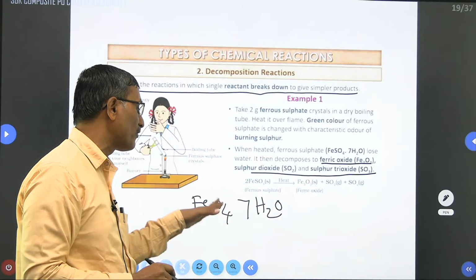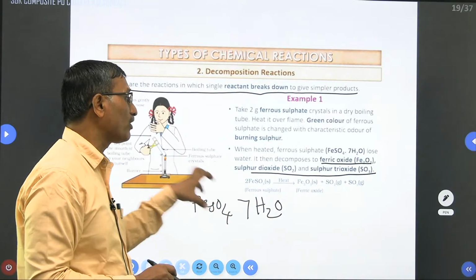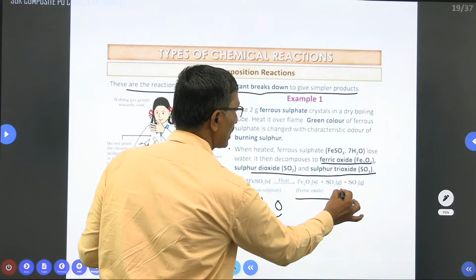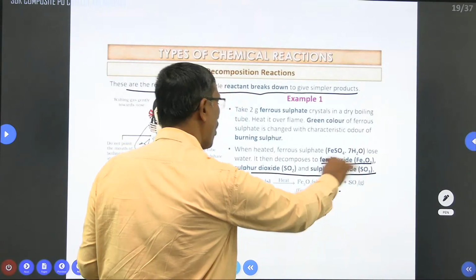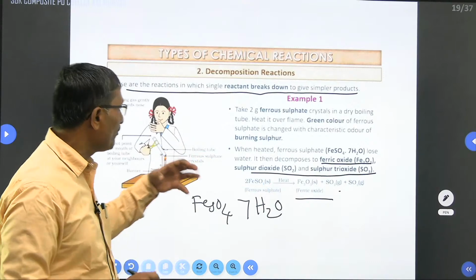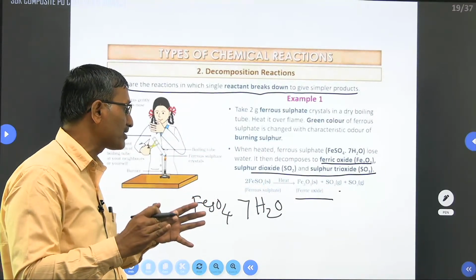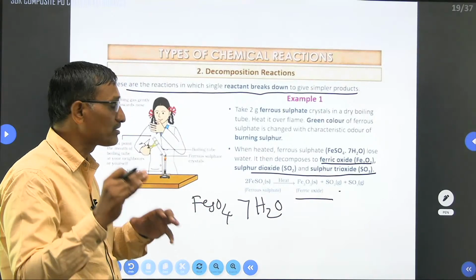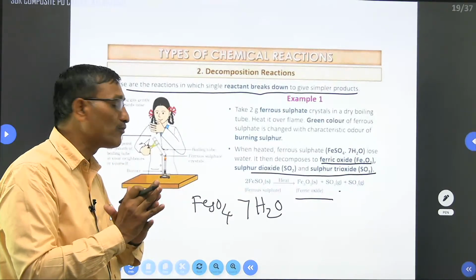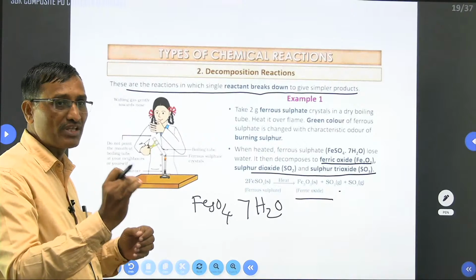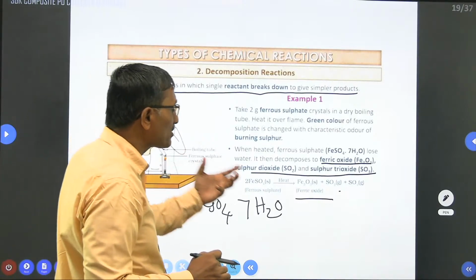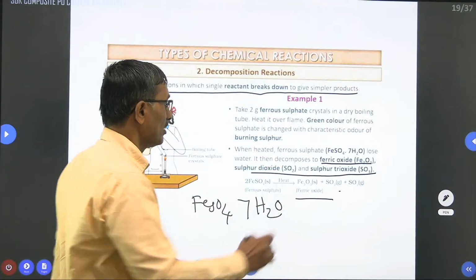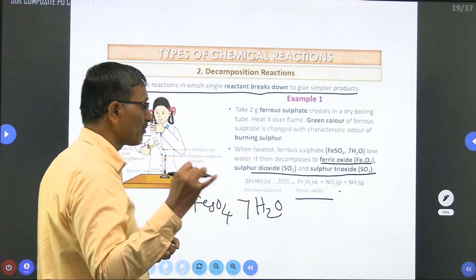Again, whatever ferrous sulfate remains, students, it undergoes decomposition. On decomposition, it gives ferric oxide, sulfur dioxide, and sulfur trioxide. When solid ferrous sulfate is heated in a test tube, a characteristic odor of burning sulfur we can notice. So this is the best example for a decomposition type of reaction. Whether this reaction is easy to balance, that also we will check.